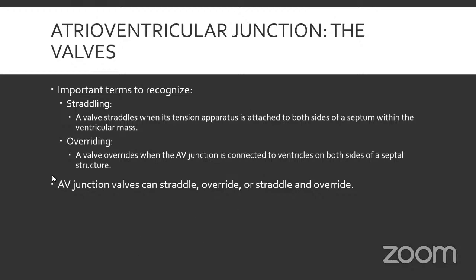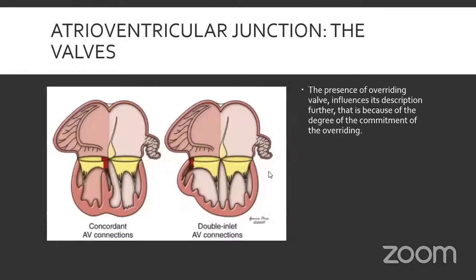Overriding, the valve overrides when the AV connection is connected to ventricles on both sides of a septal structure. Basically, meaning that if you would look at the valve from above, you'd be able to see the septum crossing within the valve. AV valves can straddle, they can override, and they can do both.